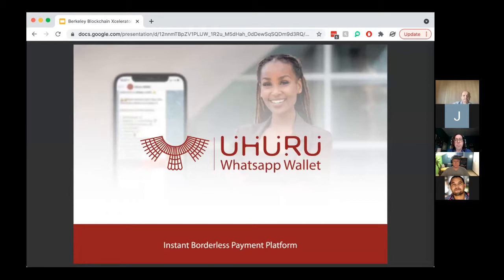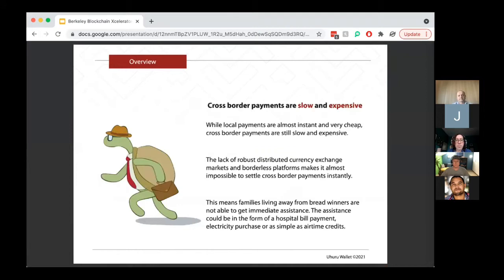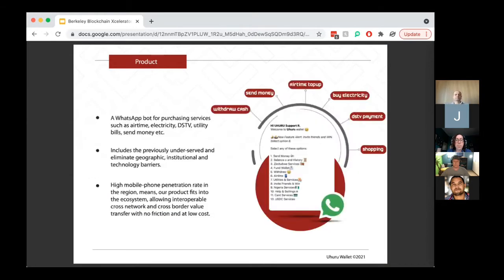I represent Uhuru from South Africa, and I'm really excited to share with you about Uhuru. Basically, Uhuru is a WhatsApp-based wallet that was specifically built to solve the slowness of cross-border payments for unbanked and underbanked foreigners across Southern Africa. We specifically chose to use WhatsApp because it's accessible to the majority of the underbanked and unbanked foreigners.